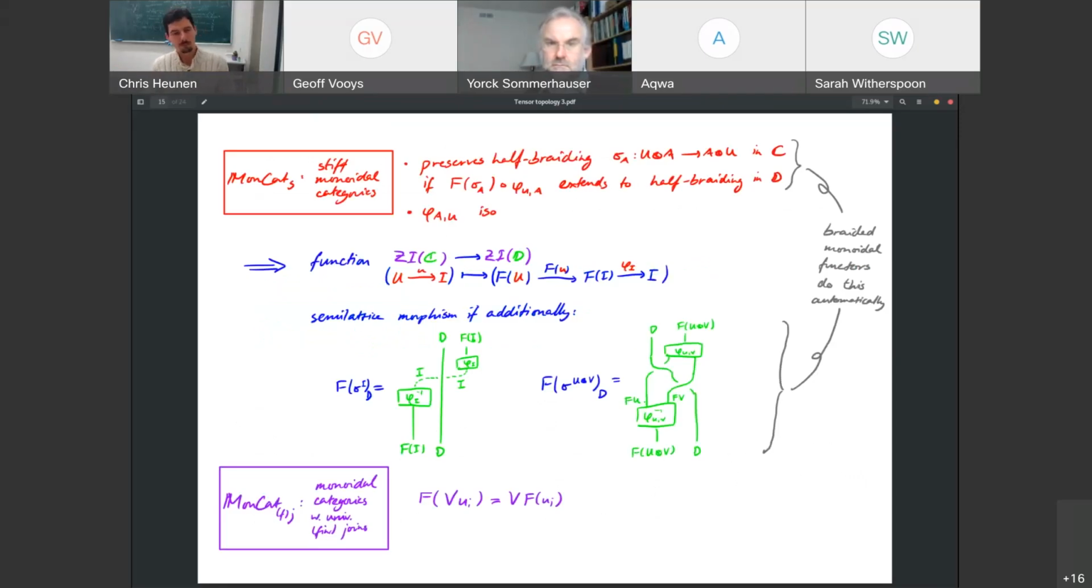Now we're going to go a bit further. What are the appropriate morphisms between stiff monoidal categories? Well, I'm going to ask that they preserve the half braiding, in the sense that if you start with a half braiding in C, you can apply F to that and use the lax monoidal structure of F to get something like a half braiding in D, but it might not be defined everywhere. I want it to be extendable to a half braiding on all of D. And secondly, I'm going to ask that these lax maps phi AU, that first tensor A and U together and then map them over, or first apply F to both and then tensor them together, that those things are isomorphisms. If you're in a braided monoidal category, that is automatically going to be true already, this half braiding extension.